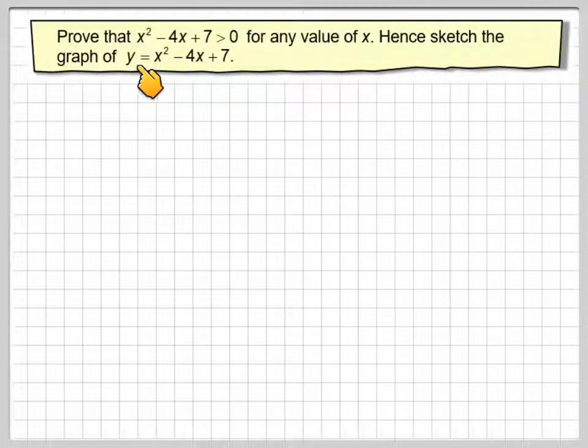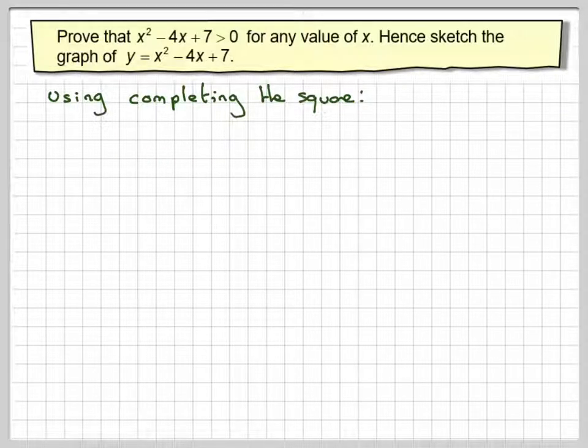Prove that x squared minus 4x plus 7 is greater than 0 for any value of x. Hence, sketch the graph of y is equal to x squared minus 4x plus 7. So, using completing the square, what we're going to do is write down x squared minus 4x plus 7, and now apply completing the square to that.